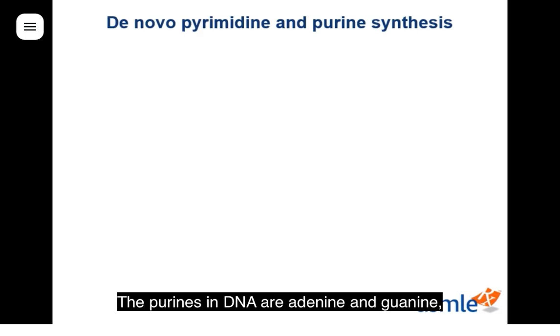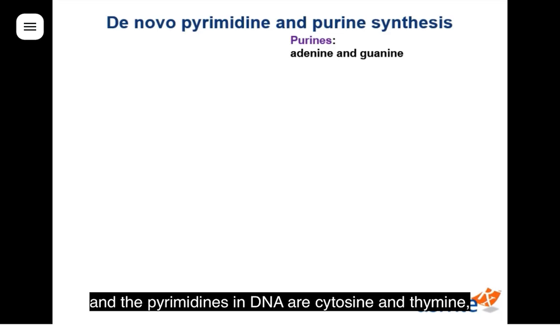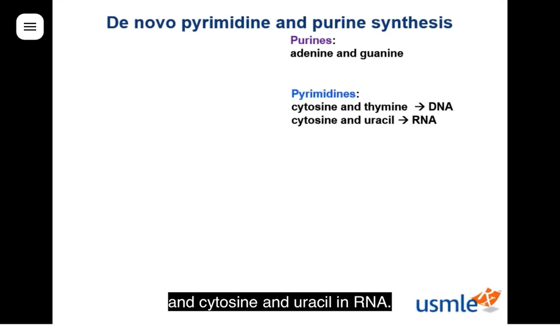The purines in DNA are adenine and guanine, same as in RNA, and the pyrimidines in DNA are cytosine and thymine, and cytosine and uracil in RNA.